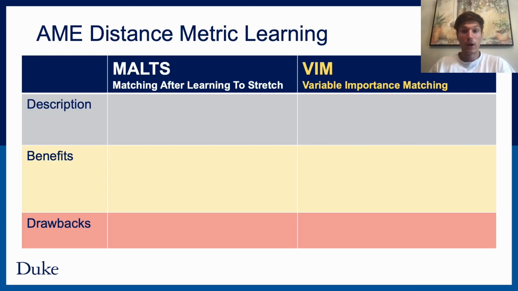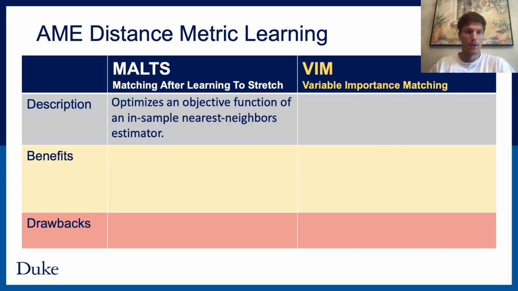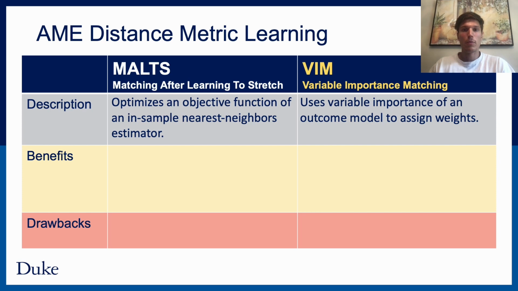The VIM, or variable importance matching method that we propose in this paper, builds off of the MALTS, or matching after learning to stretch method. In MALTS, we optimize an objective function of an in-sample nearest neighbor estimator to learn the covariate weights. Whereas in VIM, we use the variable importance measures of an outcome model to assign the weights.